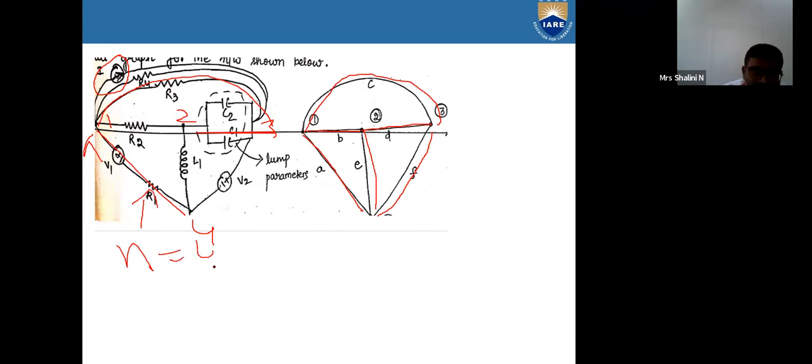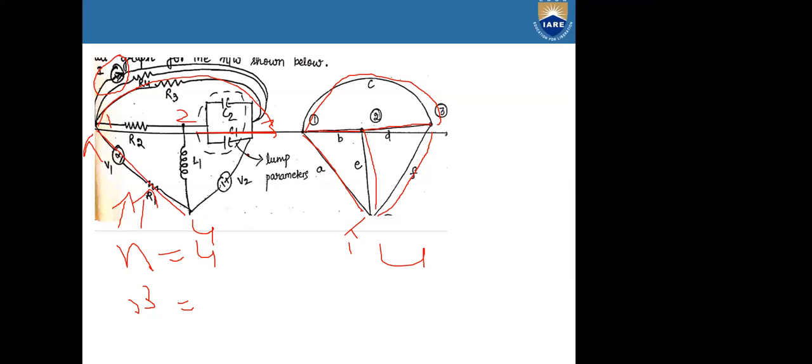Tell me, how many nodes will be there in this electrical circuit? 4 nodes. How many nodes in the graph? 4 nodes. How many branch elements in this electrical circuit? Tell me. How many branches? Babu. 7.